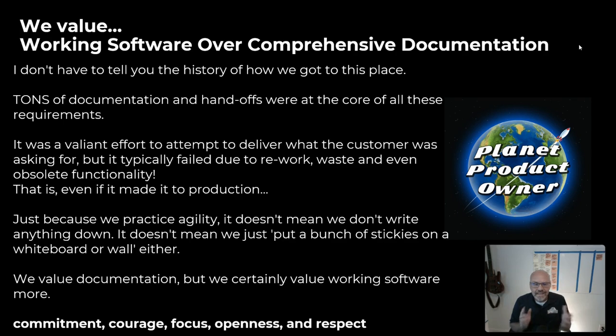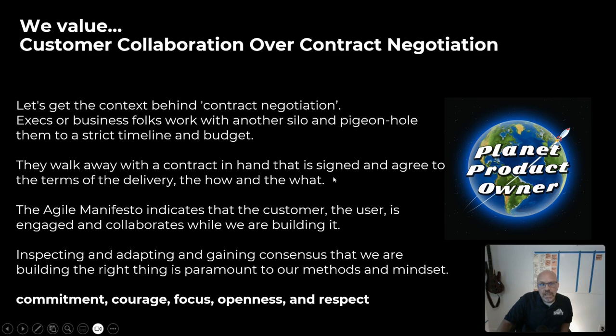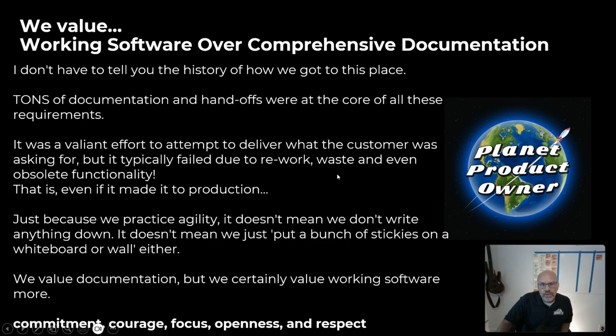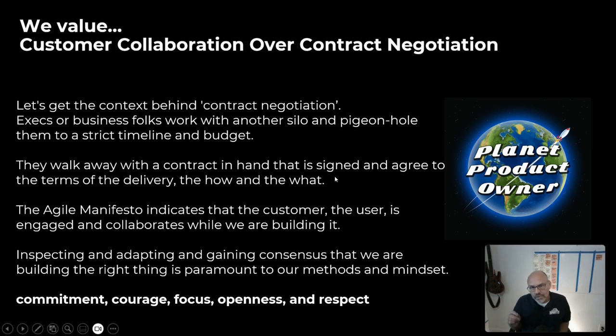So just because we're practicing agility, it doesn't mean that we don't write anything down. It doesn't mean that we just put a bunch of stickies on a whiteboard and a wall somewhere, like you see this one behind me, and then we're done, right? We value the documentation, but we really value the working software more. So again, appending at the bottom the 5 Scrum values, and you see how those tie together now when we're talking about focus, when we're talking about courage, and we're talking about respect. Okay, and commitment.